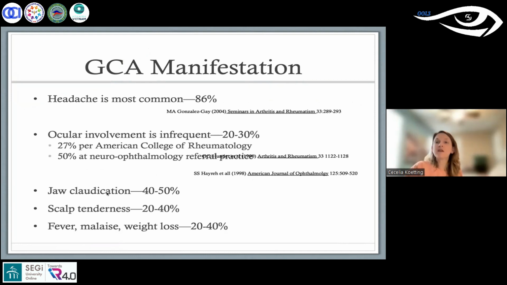They're the things that we think about as far as our ding, ding, ding, like this is what's going on, or these are the questions we ask, we don't actually get that often. Jaw claudication, 40 to 50%.